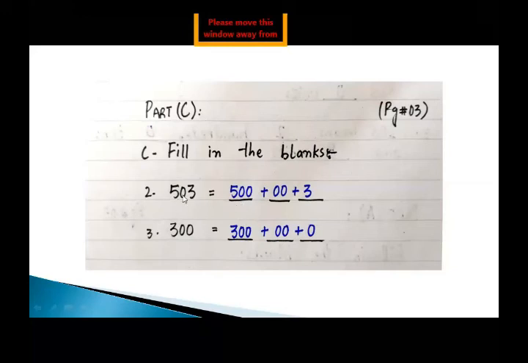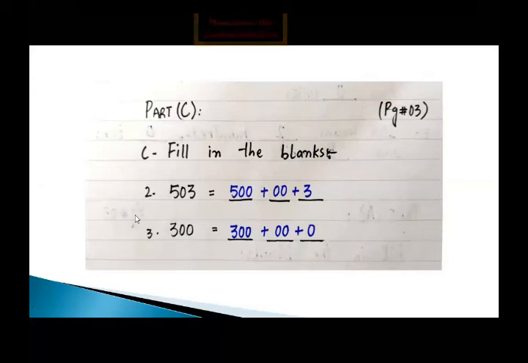There is a zero given in the place of tens, so you write the expanded form of tens as 0. Then 3 comes at the place of units, so you write 3 as it is. Here another question is done for you. Question number 1 is also done for you in your book.